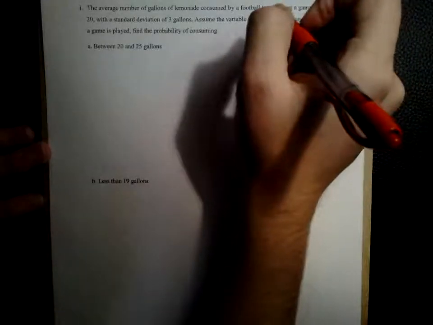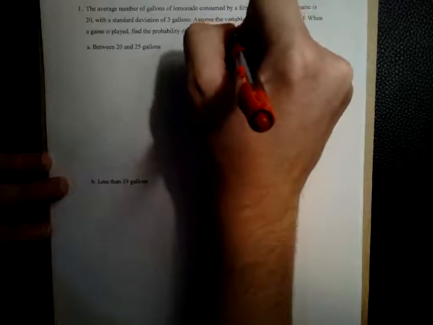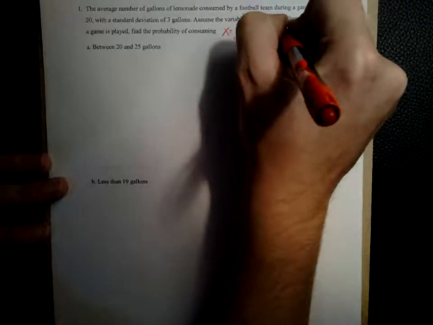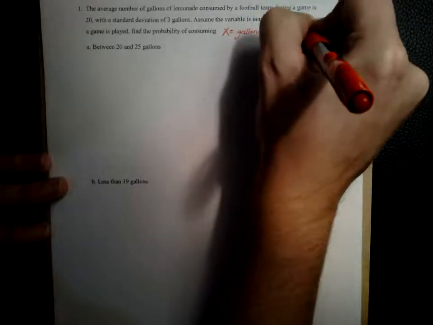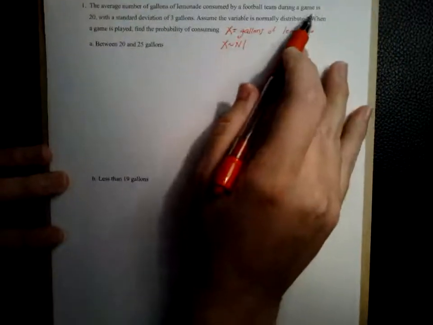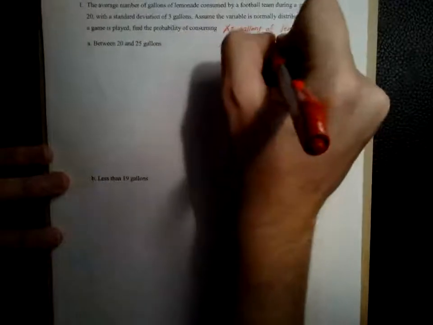Let's first determine what our random variable X is and its distribution. X, the variable of interest, is the gallons of lemonade drunk per game. So we're just going to say the gallons of lemonade. And now we want to look at the distribution of this. It says assume the variable is normally distributed. So X is distributed normally with a mean of 20, because they drink on average 20 gallons per game. So mu is 20. And what is the standard deviation? It has a standard deviation of 3 gallons, so sigma is 3.